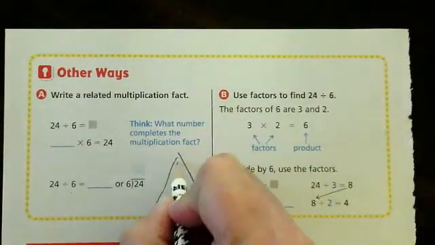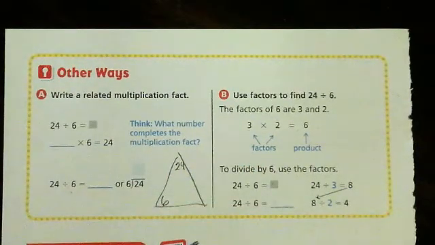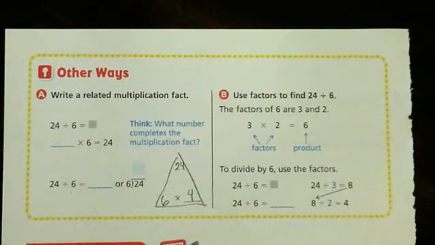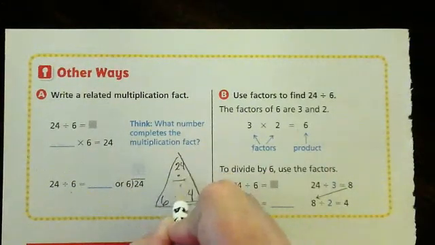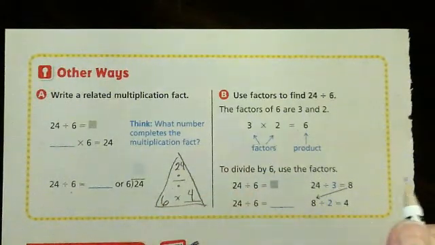So if I have 24 and I know I'm dividing by 6, 6 times what equals 24? 6 times 4 equals 24. So 24 divided by 6 equals 4, or 24 divided by 4 equals 6.